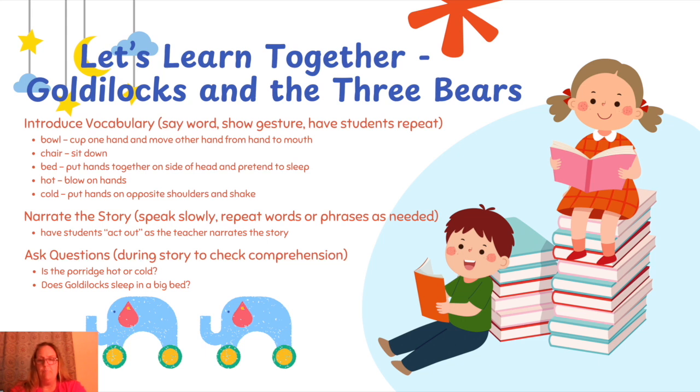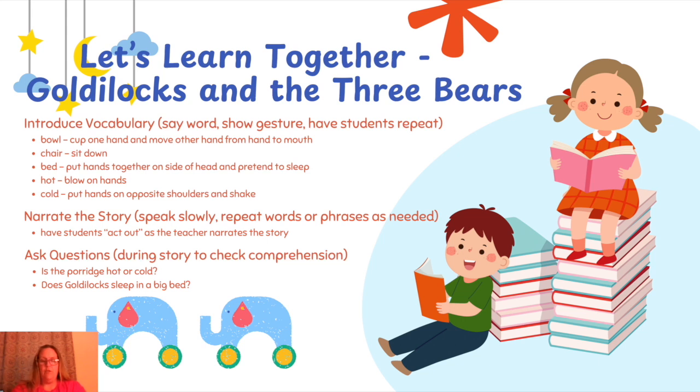Next, you narrate the story. It's important that when you narrate the story, you speak slowly, you repeat words and phrases as needed for the students to be able to make sure that they understand. And lastly, you ask questions so that the students know what questions you're asking, and that they can answer. So I'm going to read a little bit of the story and show you how it would go.